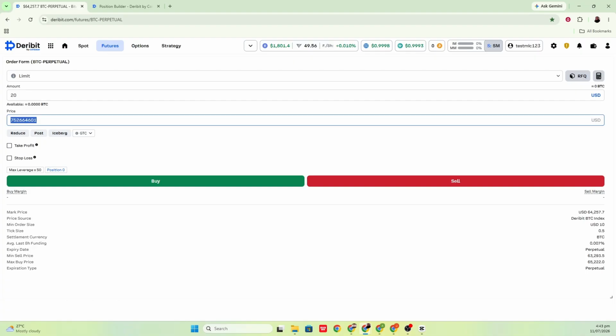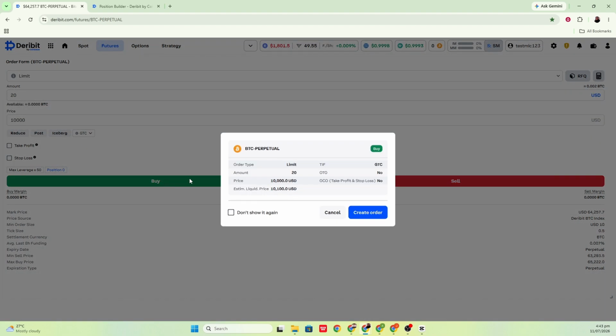When all of the order details are complete, click the green Buy or Long button. A confirmation window will appear showing your order details, the estimated margin required, and the approximate liquidation price. Review the information, and if everything is correct, click Confirm to place the order.